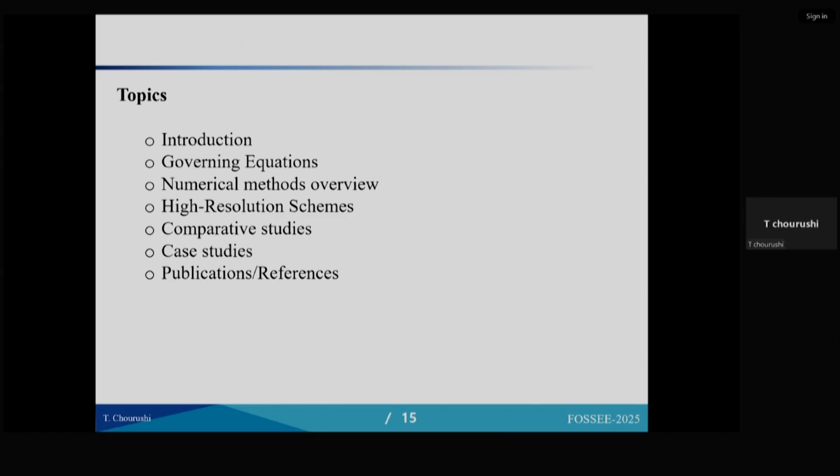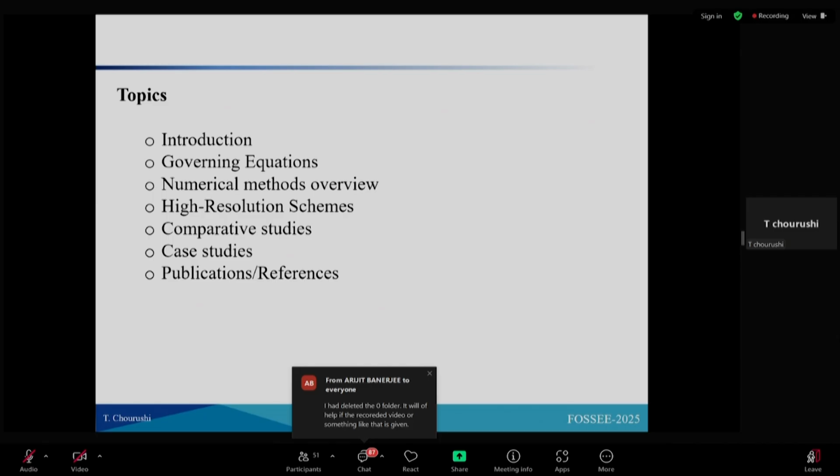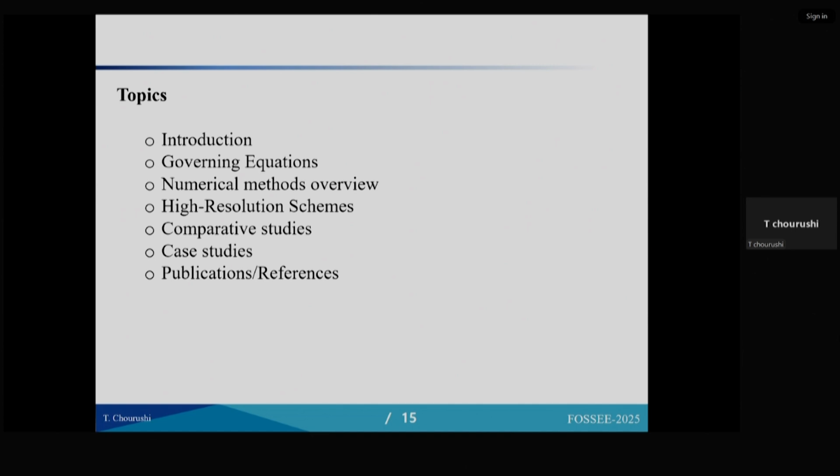Some of the topics I'll be covering during this presentation: we'll see the introduction, how and where these schemes are applied, and what governing equations we have in which we can apply these types of schemes. We will also see an overview of different numerical methods and how their shortcomings have given rise to a new class of scheme, that is the high resolution scheme. I will also show some comparisons from a few numerical studies and case studies, and how the results are better. That is the plan of this presentation.